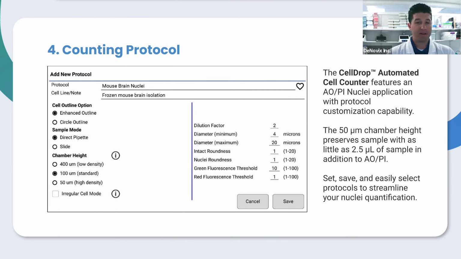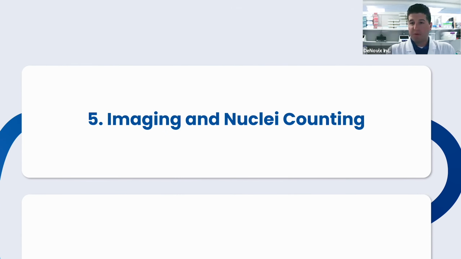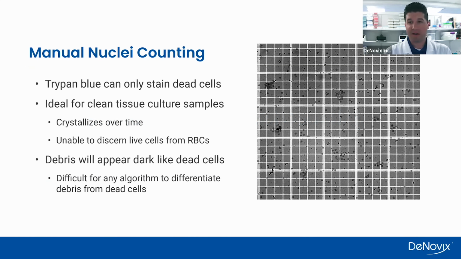So now that we've discussed the protocol and you have a bit of an understanding about that, let's talk about the actual imaging, the actual analysis process here. Manual nuclei counting with a traditional hemocytometer would look something like this. This was a sample that we imaged here in our lab, I think a mouse kidney sample. And you see that there's a lot of dark objects on the screen, and that's the trypan blue stained nuclei.